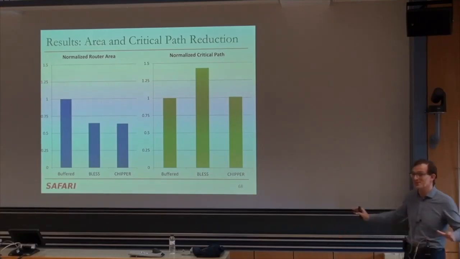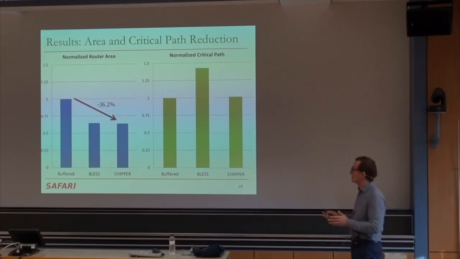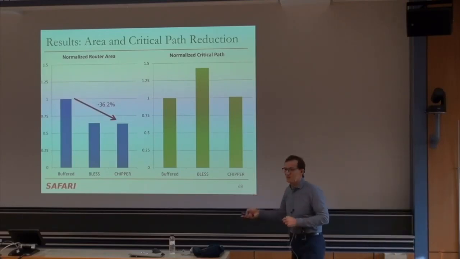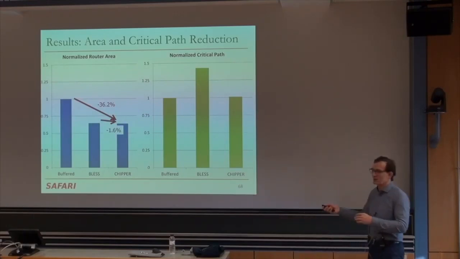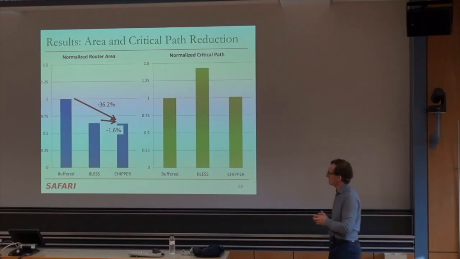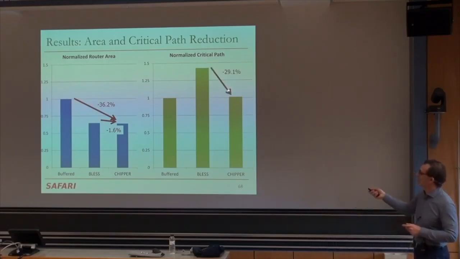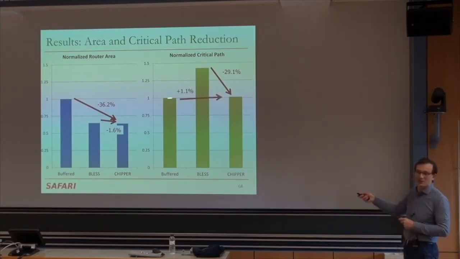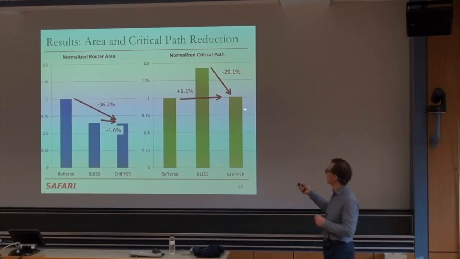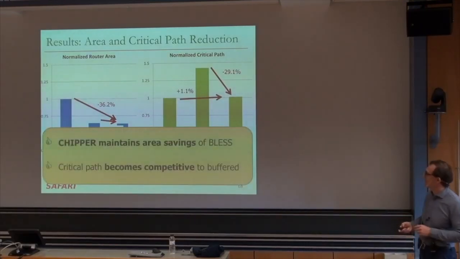Let's look at the router area and critical path. So all of those optimizations that we've discussed, how do they affect these? If you look at the router area, you get a significant reduction compared to a buffered router, about 36%, which is similar to BLESS. BLESS also gets rid of a lot of the buffers. But this is a little bit more because the routing logic is also less complex. If you look at the critical path, BLESS is not so good, but we've done all of this to reduce the critical path actually. So the critical path is pretty much on par with a buffered router at this point. So you don't lose the critical path or frequency in any way.